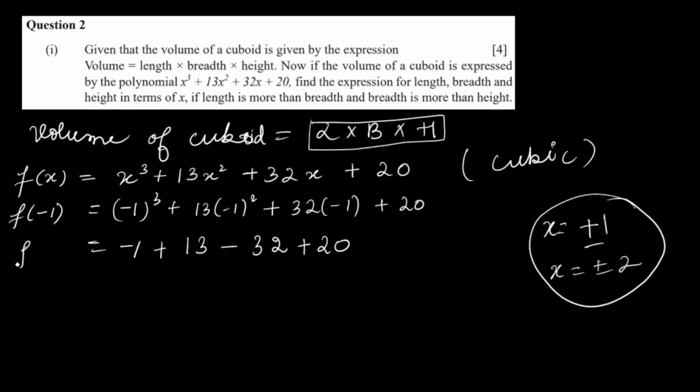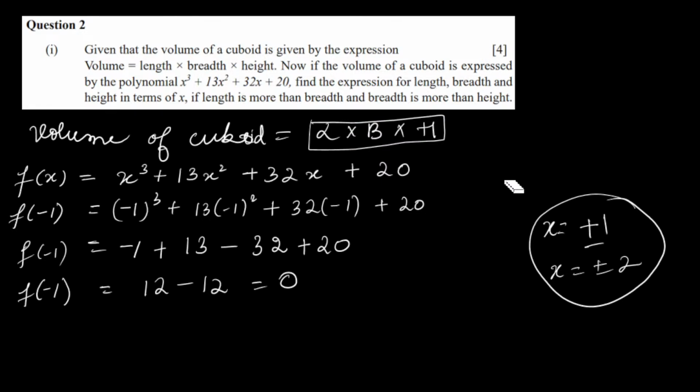If you solve this, f of minus 1, you will get the answer equal to 0. Because 13 minus 1 is 12, and here you will get minus 12, minus 32 plus 20, which is equal to 0. Yes, so at x equals minus 1 we are getting 0.